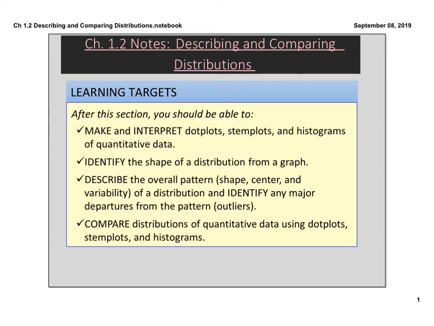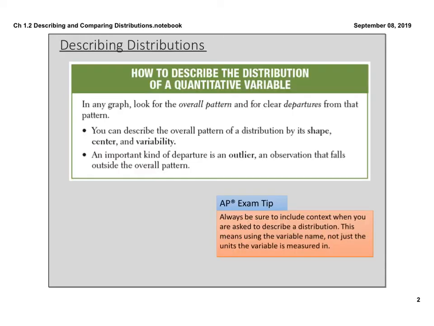Today we are going to talk about different data displays and also how to describe and compare those displays. We're going to describe and compare distributions of data today. We're going to talk about what necessary components you need to have when you're describing a distribution and how to write those out correctly and accurately and include all of the things that you need to include when you're writing about them. So we are talking about describing distributions.